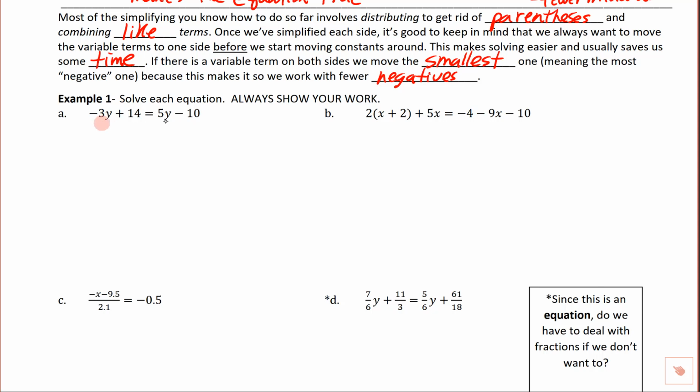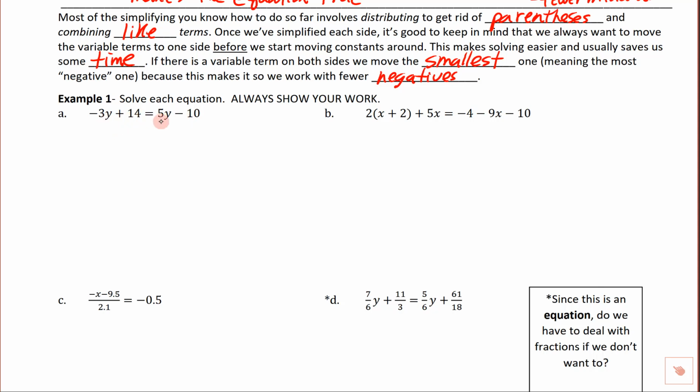We've got a -3y here, and we've got a 5y here. We want to move the variable term first. We want to figure out whether we want to get the variables over on this side. So do we move the 5y over here, or do we get the y's on this side? Do we move the -3y over there? Now, don't even look at the 14 and the -10. They don't even matter at this point.